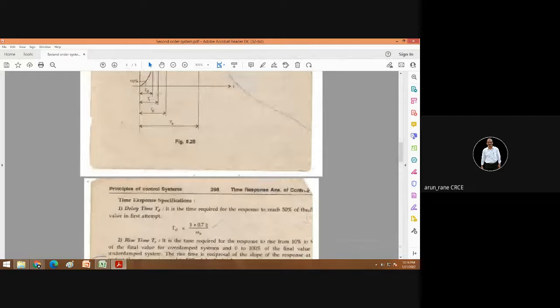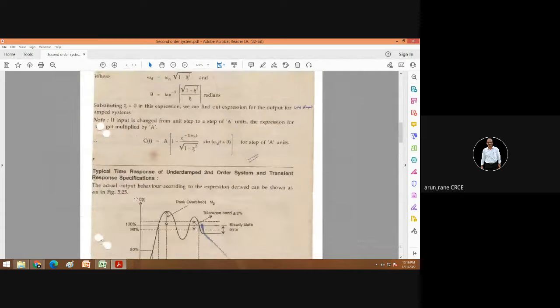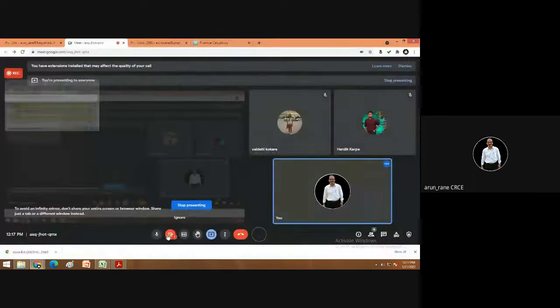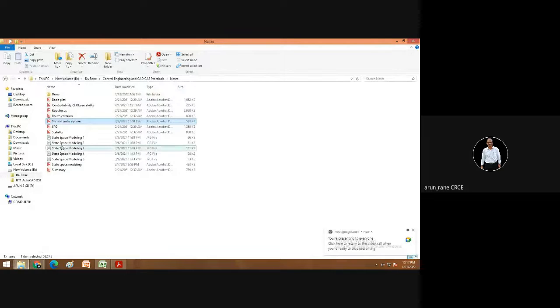So this was your second order system. The formulas you have to learn, write them on a single page. Weightage for this is around 5 marks. Okay. But a very simple topic. Okay. And then we can start with the signal flow graph. Okay.